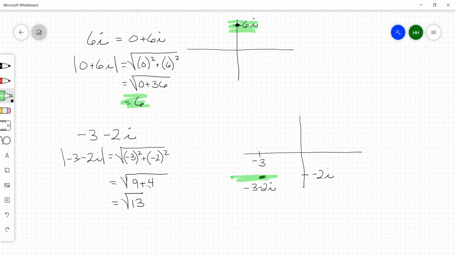So here's your graph. Here's your absolute value. And remember that absolute value, that's the distance of that point from the origin. All right, that square root of 13 represents this distance right here. That distance is radical 13.